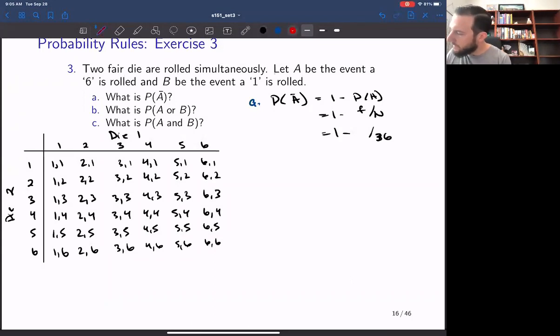All right, so let's let A be marked in red here. A is the event that a 6 is rolled. So 1, 2, 3, 4, 5, 6, 7, 8, 9, 10, 11. There are 11 different ways that we can observe a 6. So the probability of A is going to be 11 over 36. Therefore, the probability of A bar is going to be 1 minus 11 over 36, which is 25 over 36, which is equal to 0.694.